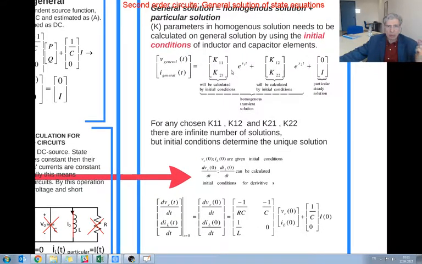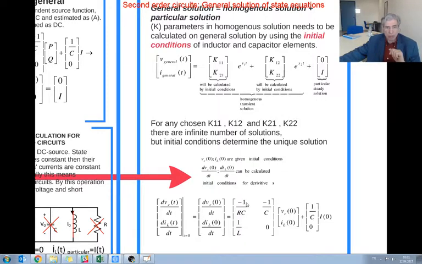So if you replace t with zero here, this becomes V0 and this becomes I0. This disappears. Here you're going to have two equations for four unknowns. So we need another two equations. So we need another two knowns to be able to write those. How are we going to do it?